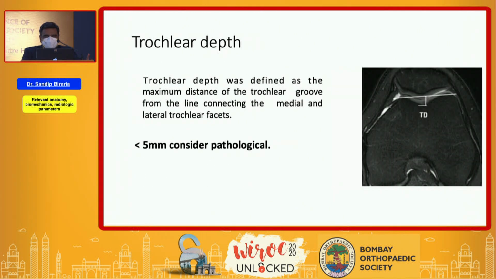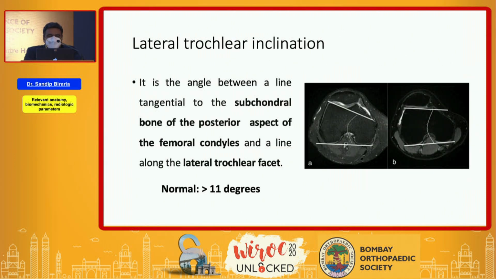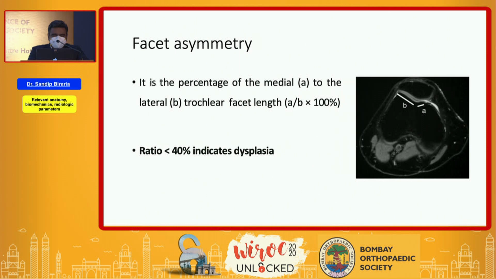Another way of measurement is to connect the highest point of the femoral trochlea, then connect the deepest point of the trochlear groove, and the distance between both of them is the trochlear depth. Anything less than 3 to 5 mm is considered pathological. For lateral trochlear inclination, draw the posterior condylar axis, then take a tangent to the lateral facet of the femoral trochlea, and the angle formed is called the lateral trochlear inclination angle. Normally it should be more than 11 degrees. If it is less than that, then it's considered abnormal.